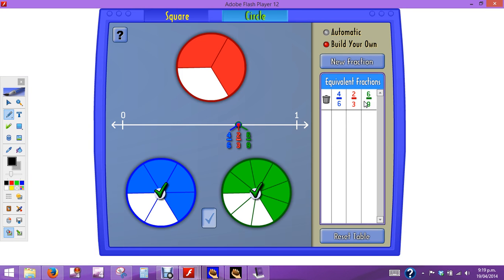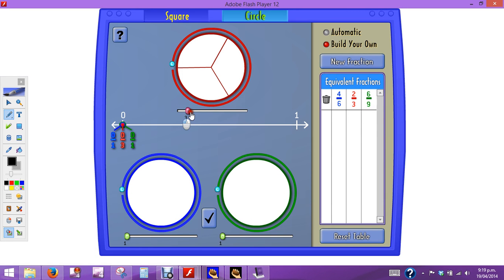Okay, let's do a different one. Let's do quarters.